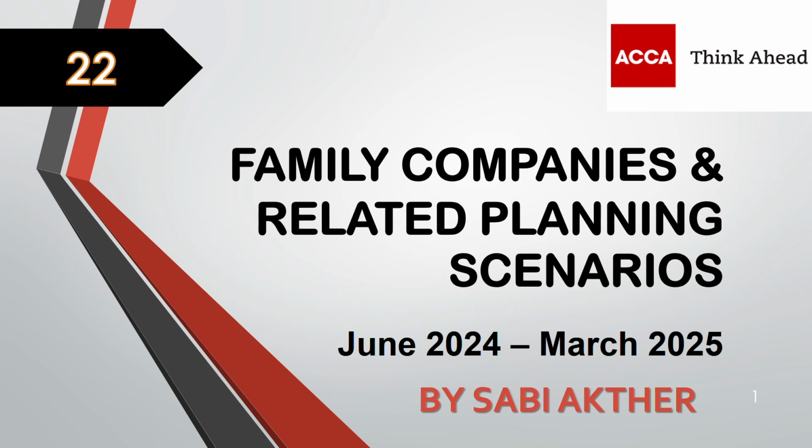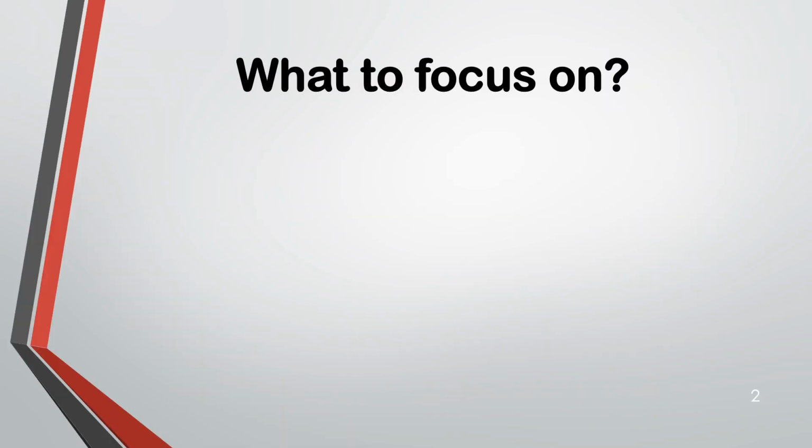This is the last lecture on companies, because after this we are going to go to VAT from lecture 23 onwards. So this topic is family companies and related planning scenarios, where this will cover up the remaining portion of companies. Here we are going to focus on business vehicle, closed companies.